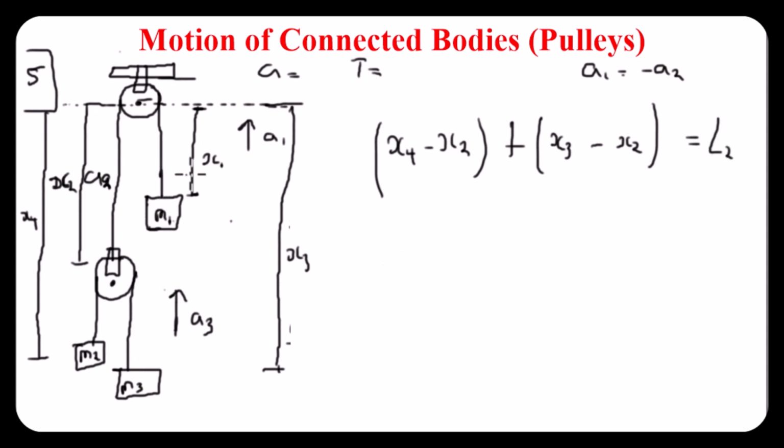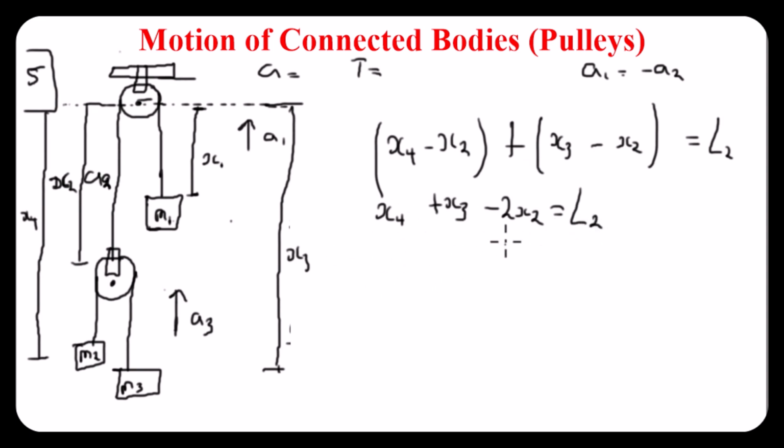Remember, we did the length of x1 plus that of x2. We said it should be equal to L1. Now, since this is also a light inextensible string, by the time we have the length here plus the length here, it must be equal to a constant. Now, what do we know here? We can say x4 plus x3, by the time you open the bracket, minus 2x2 will be equal to L2.